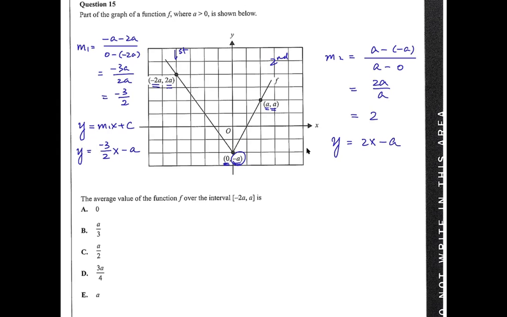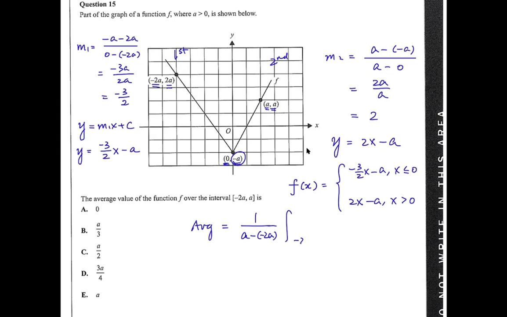Now, if you want to find the average value of the function, f of x can be written as minus 3 over 2 x minus a, x smaller than or equal to 0, and then 2x minus a, where x is greater than 0. Average value is 1 over the interval length, a minus minus 2a, integral from minus 2a to a, f of x dx.